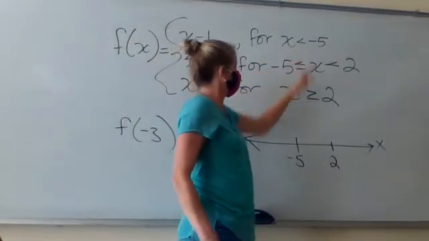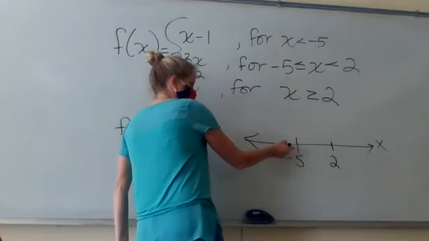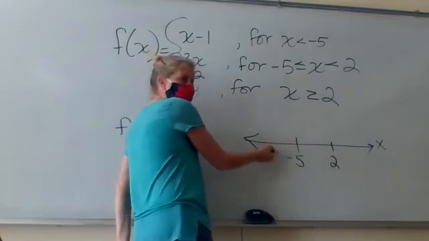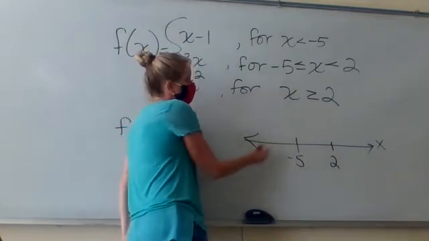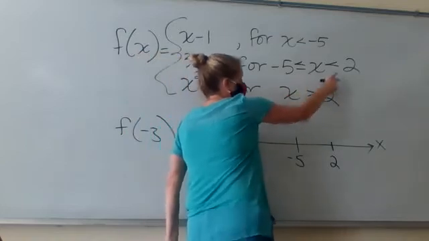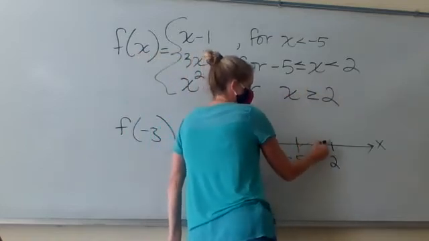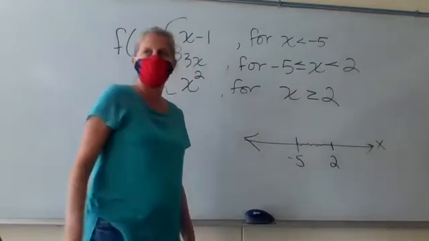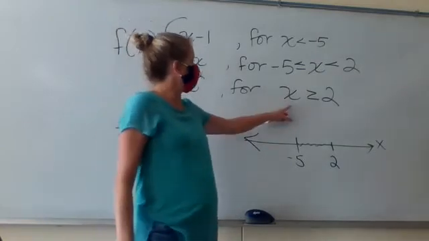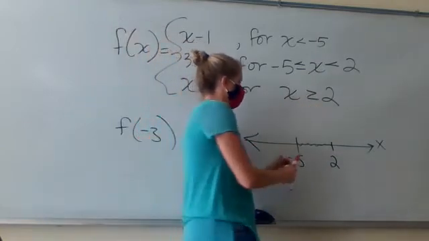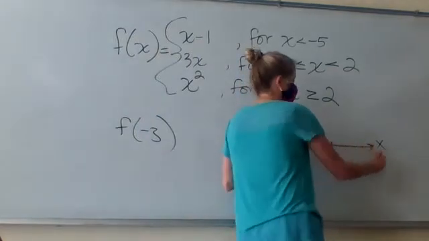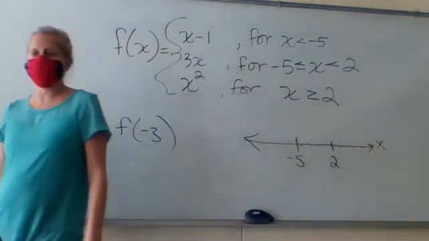When x is less than negative 5, that's this part of the graph, right? There's where x is less than negative 5. When x is between negative 5 and 2, that would be that part of the graph. When x is greater than or equal to 2, that's that part of the number line or the graph.